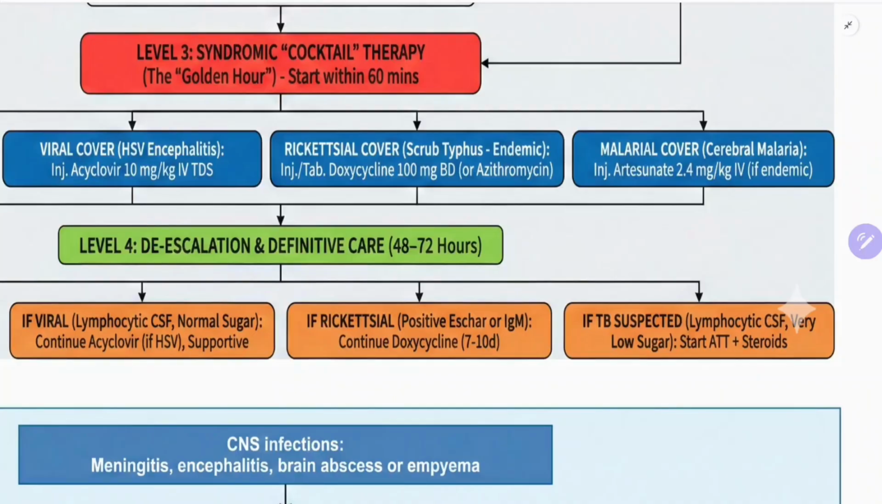Okay. Presentation, fever with CNS symptoms. So lymphocytic will be there, but with low sugar. So how do you differentiate from viral? In virus, sugar will be normal, whereas in TB, sugar will be low. So start ATT with steroids, dexamethasone, 8 mg 3 times daily for 3 days. Immediately stop after that. Okay.